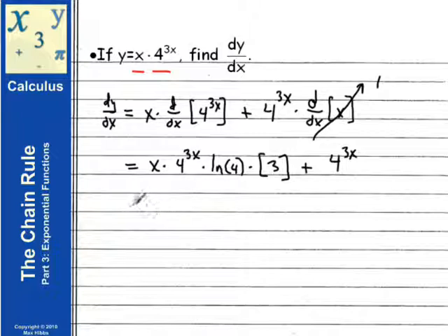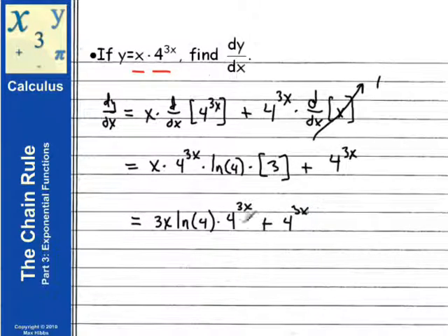We go back to the beginning here and we notice that we can probably combine and reorganize. We'll write this as a 3x times the natural log of 4, and then finally times 4 to the 3x power. And then don't forget we have plus 4 to the 3x power in this position.